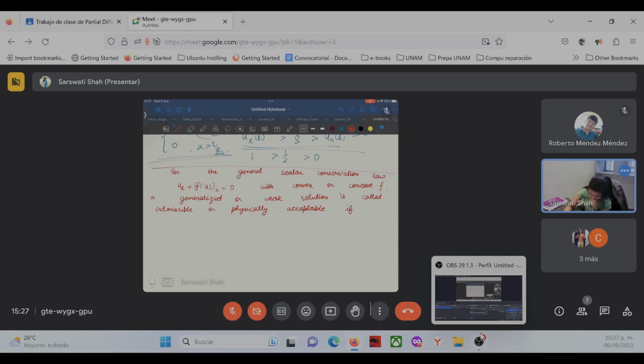if for each discontinuity propagating with speed s, where s is the jump in the flux function over the jump in u. This is also called the Rankine-Hugoniot condition, the jump condition that was in integral form. So this is also called the Rankine-Hugoniot condition.